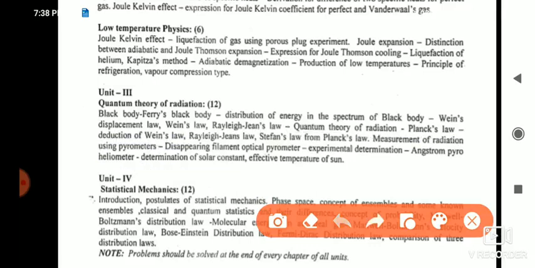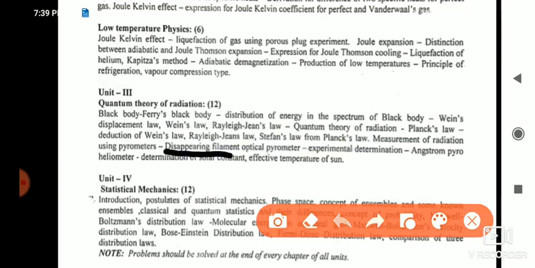In the first part, the important questions are the deduction of Wien's law and Rayleigh's law, the quantum theory of Planck's law, and the deduction of Wien's law, Rayleigh's law and Stefan's law from Planck's law. So here we have three or four important long answers in the first part, completely four long answers.